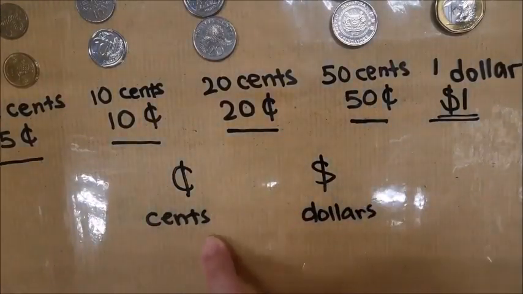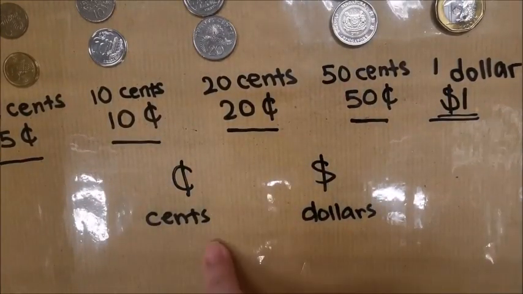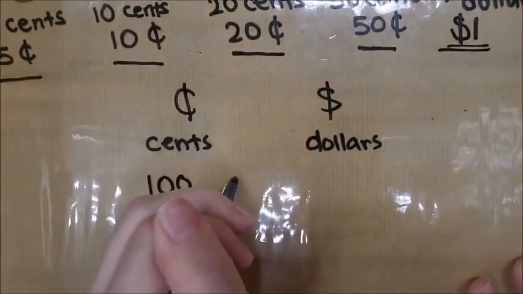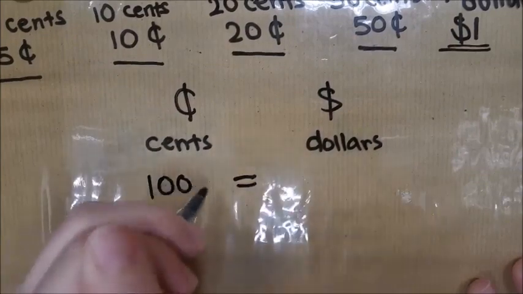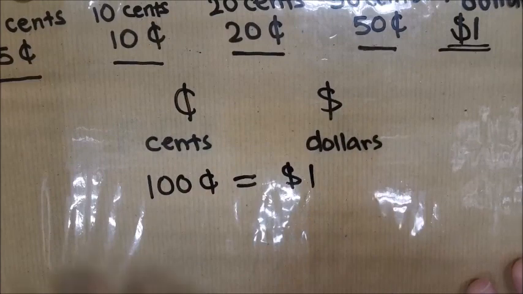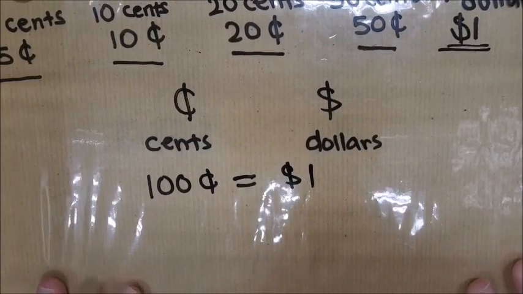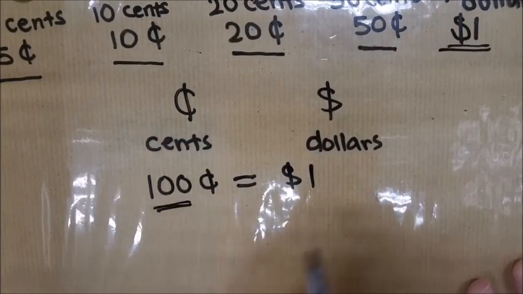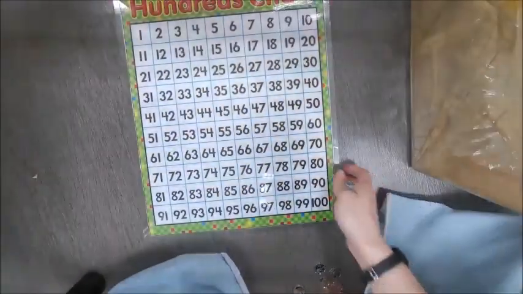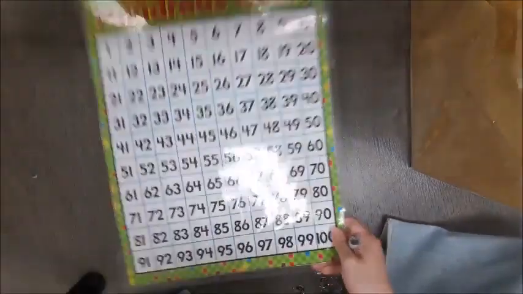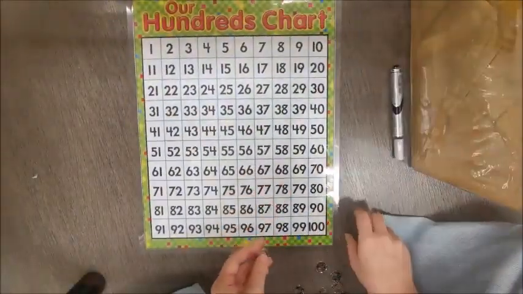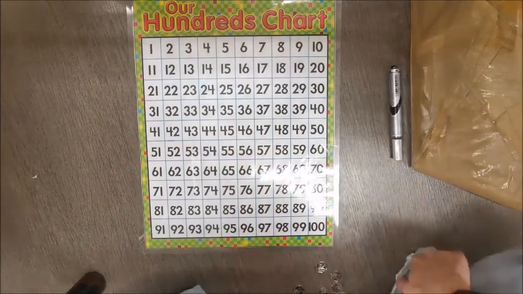A cent is smaller than a dollar. To turn cents into a dollar, you will need 100 cents to make $1. 100 cents makes $1. So this is what it will look like. So this is our 100 chart and how it will help us. So let's make 100 cents and turn it into $1.